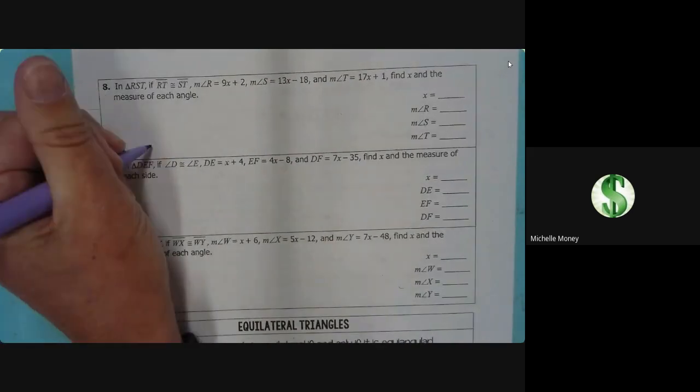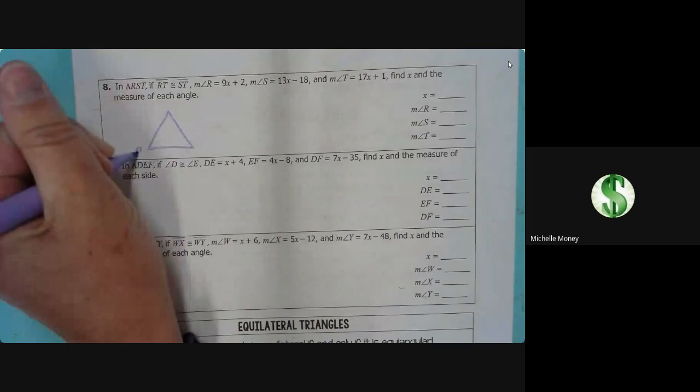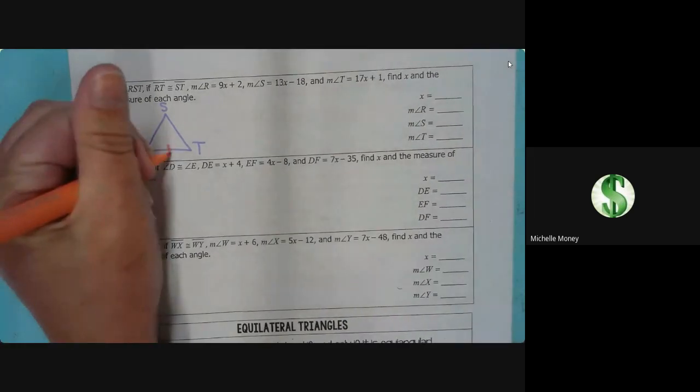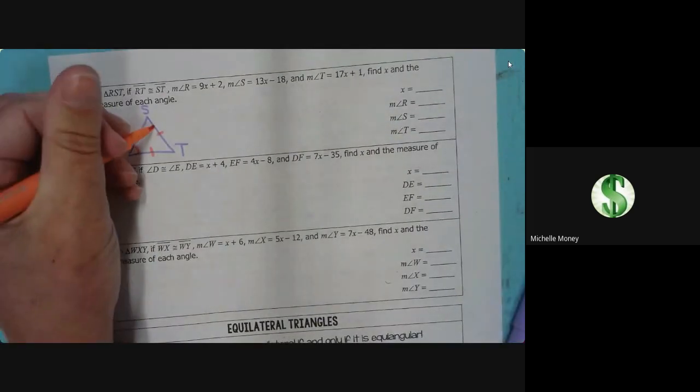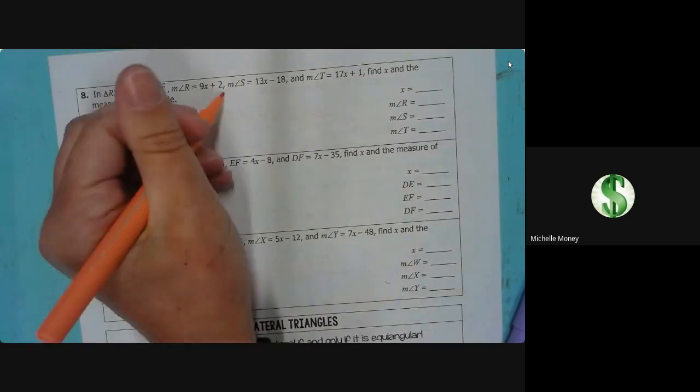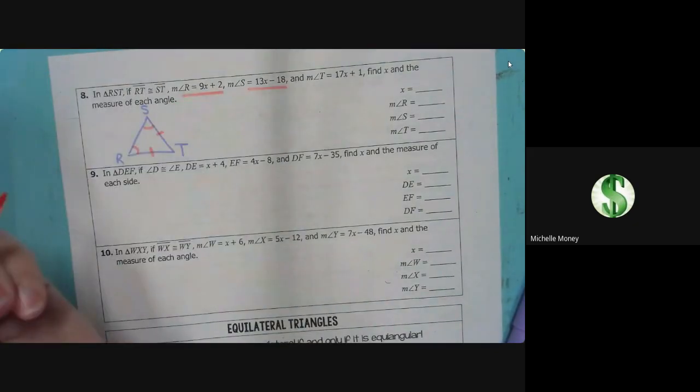Okay. If we turn over, this is what some of you didn't like yesterday, the words. However, the words are just simply a picture. So we've got triangle RST. These actually give you the words, so it's easy. Okay, so it says RT is congruent to ST. So these are the two congruent sides. It tells us angle R. It gives us angle S. We know those two are congruent. And it gives us T.